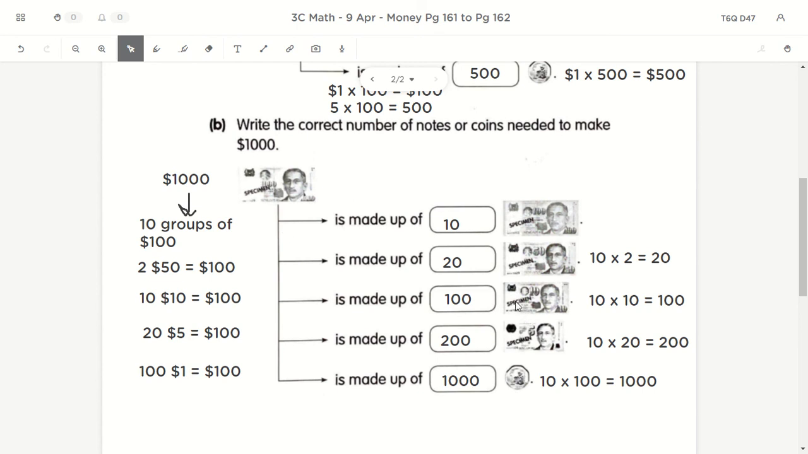So this is the answer for Friday's questions, page 161 to 162. And today, later on in the next video, you will learn about how to add money, not the working method, but the mental way of adding money together.